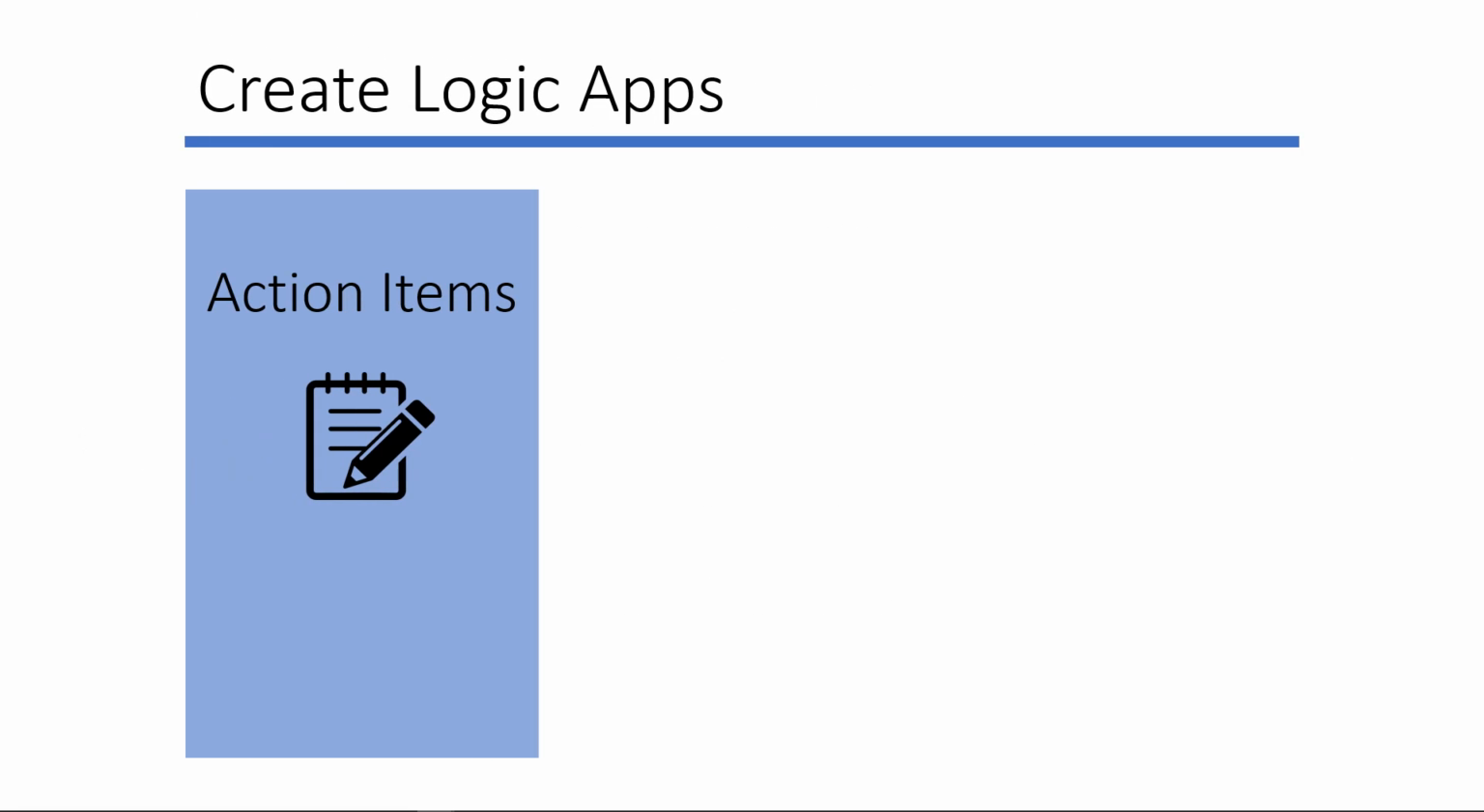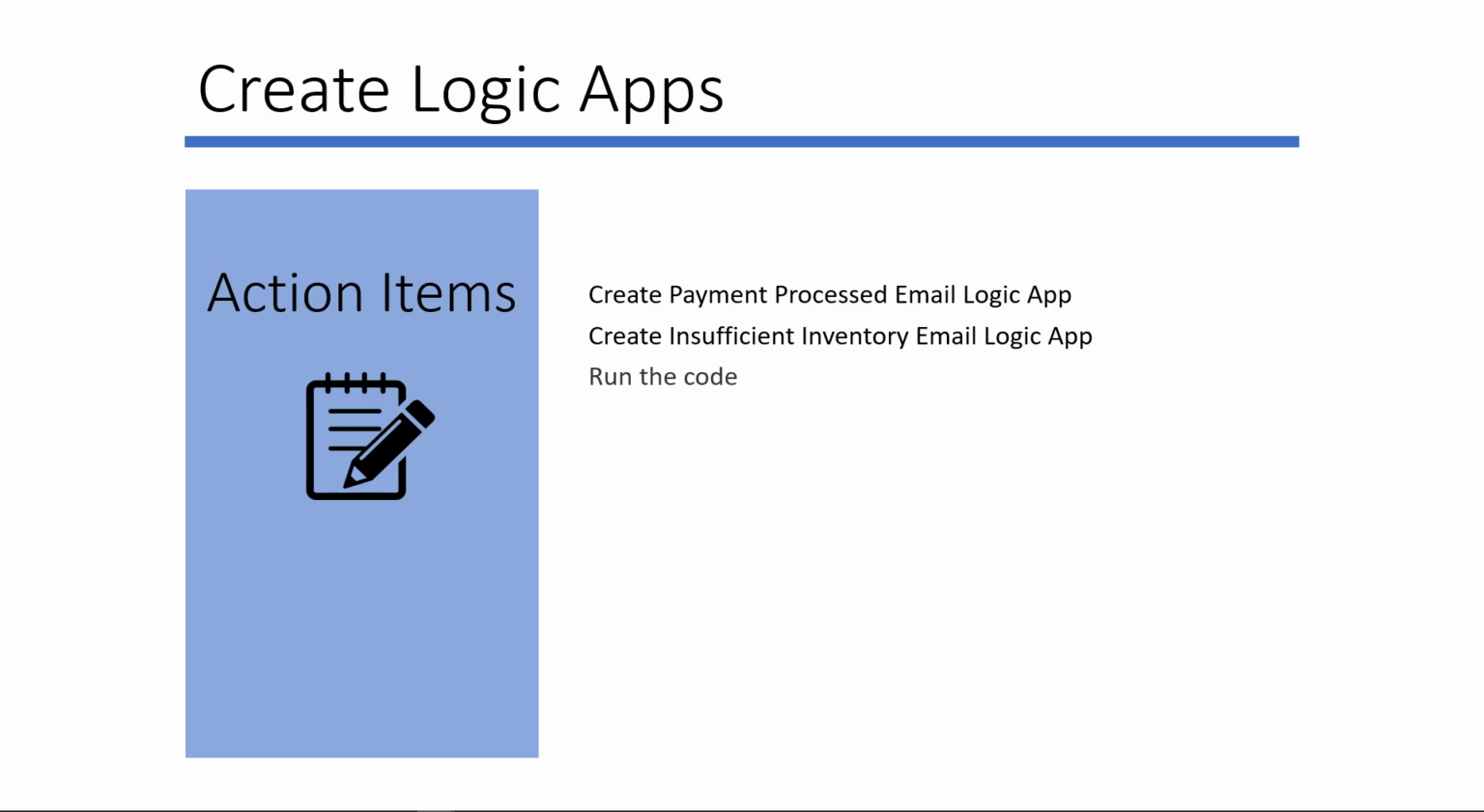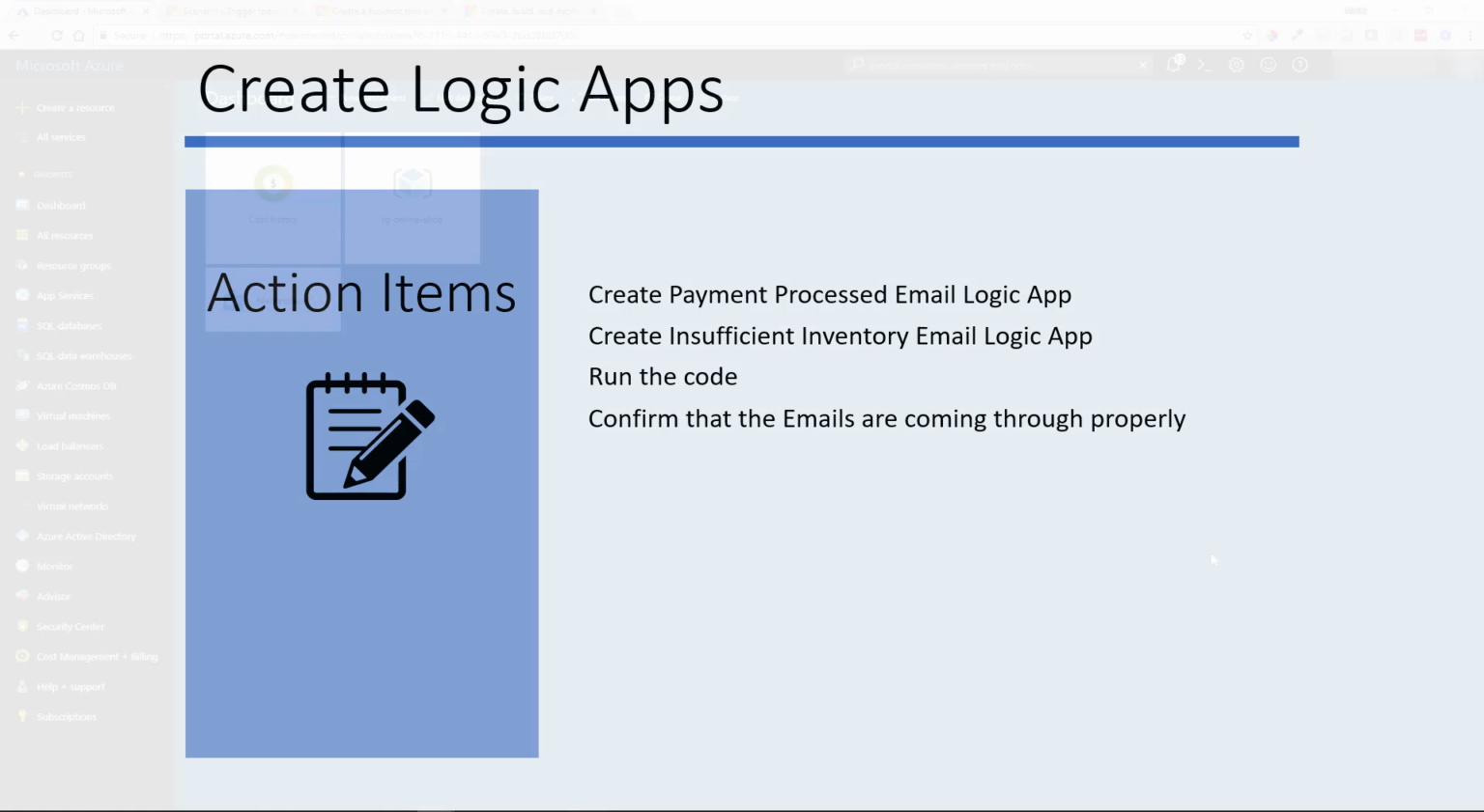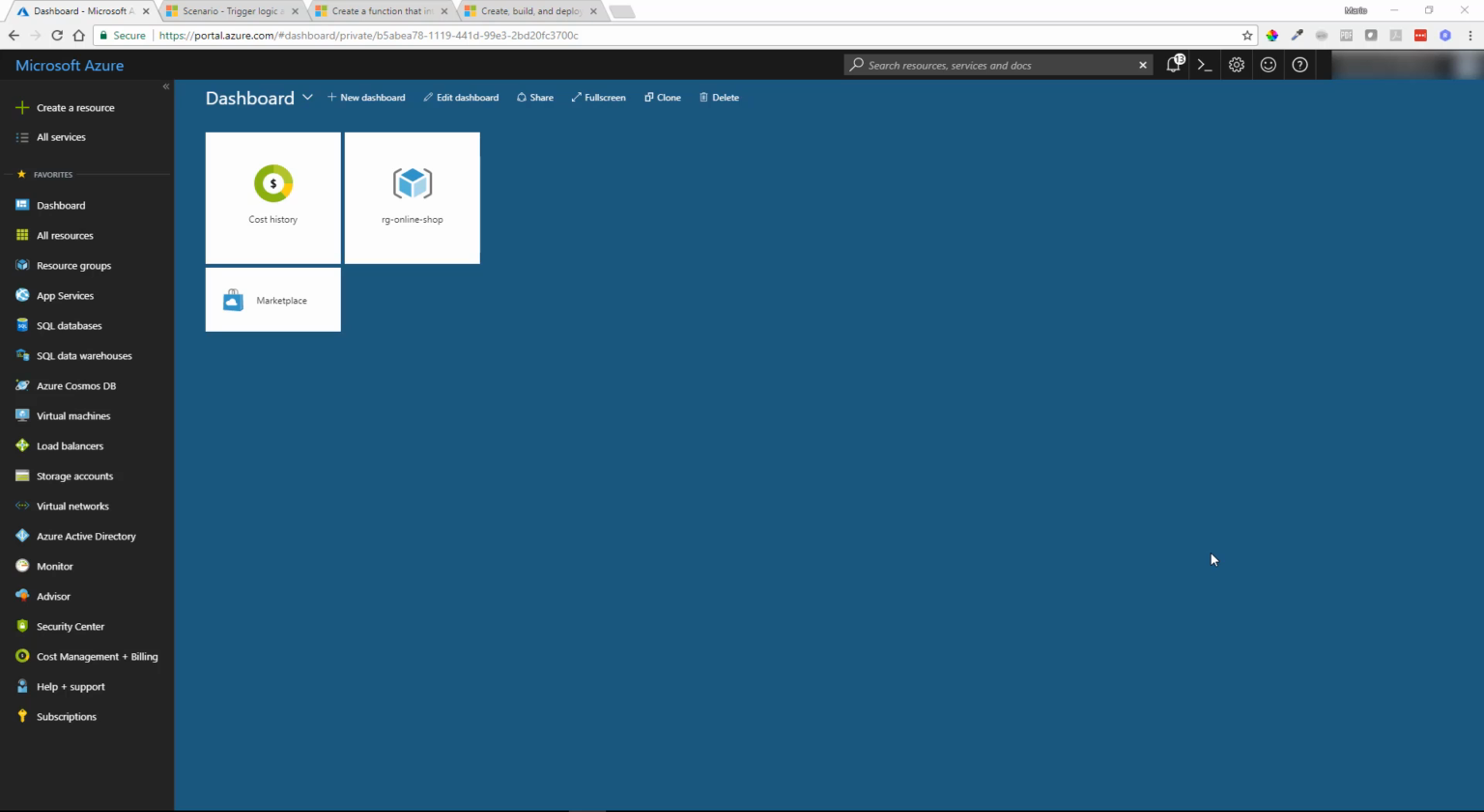So in this section, we'll create the logic apps we need in order to send the emails to the user. We'll create the payment processed email logic app. We'll create the insufficient inventory email logic app. We will run the code, and we'll confirm that the emails are coming through properly. We have seen the Service Bus messages piling up in the payment process topic because there are no listeners to process the next step, which is to send emails.